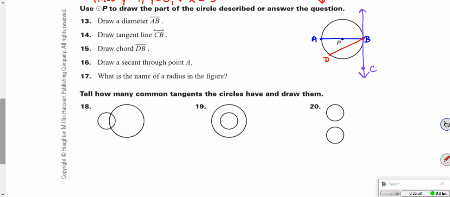Tell how many common tangents the circles have and draw them. Again, let's do number 20 here. I would say it has 4. You could do 1 here on the left, 1 here on the right, and a couple of internal ones if I can get my slope correct. You can do 1 like this and 1 like this. So it has a total of 4 common tangents. Let's go to the next page.